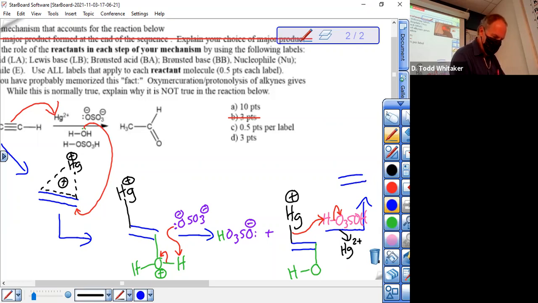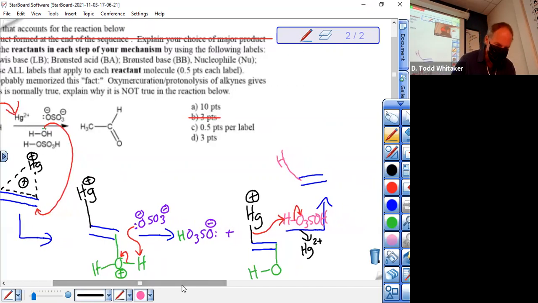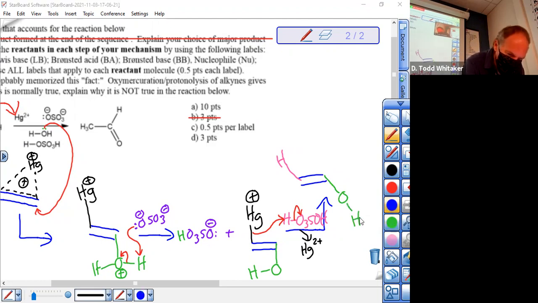I'll put the hot pink H on there. You don't have to show me, it's stick figures. Protonolysis, mercury gets replaced by an H. That's right. You still have your enol. That's your enol. You don't have to tell me it's an enol, but I'm just trying to remind you.